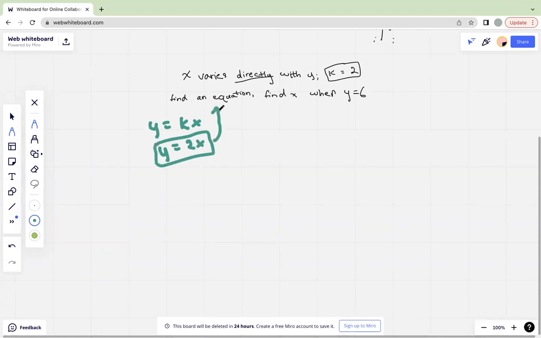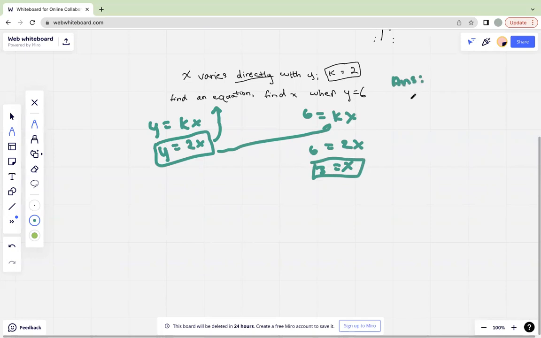Now let's take a look at the second part of the question, right? So we know that here 6 is equal to k times x, right? We can just plug in this equation for the right-hand side. So we get 6 is equal to 2x. Divide by 2 on both sides, and we get 3 is equal to x. That's our solution. So our solution set, or our answers, would be, the first part, y is equal to 2x. To the second question, x is equal to 3.